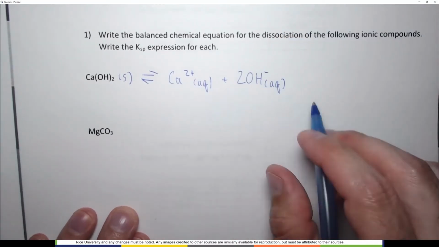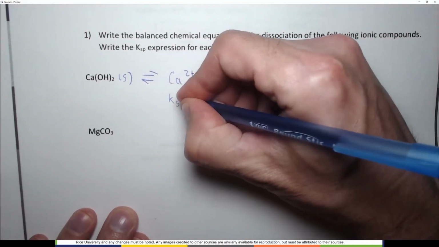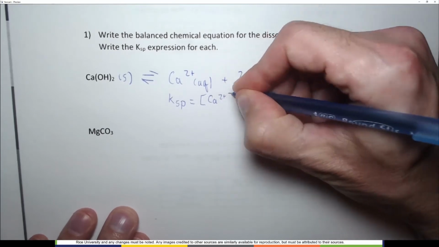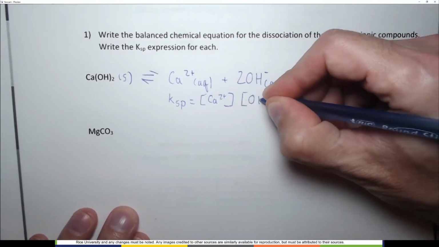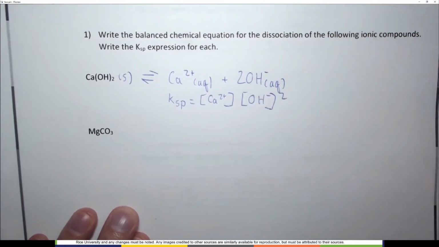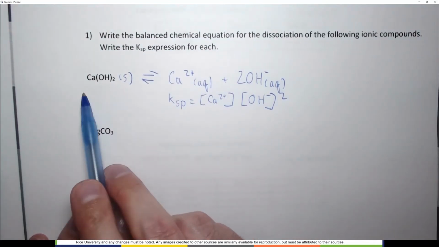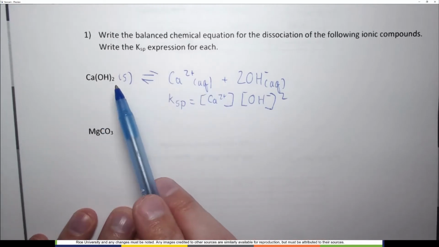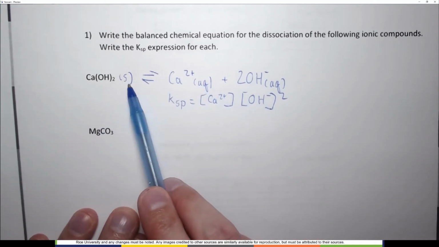If we want to write the KSP expression for this, the KSP is going to be equal to the concentration of Ca2+ times the concentration of OH- squared. Notice that we do not put the Ca(OH)2 on the bottom. It's products over reactants, but we don't put the reactant on the bottom because it's a solid.